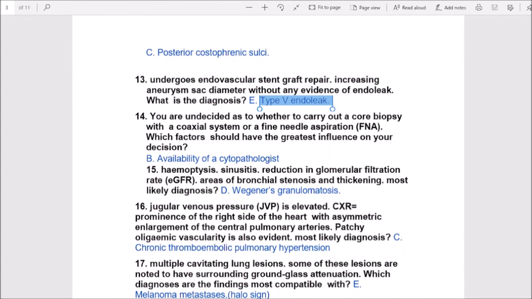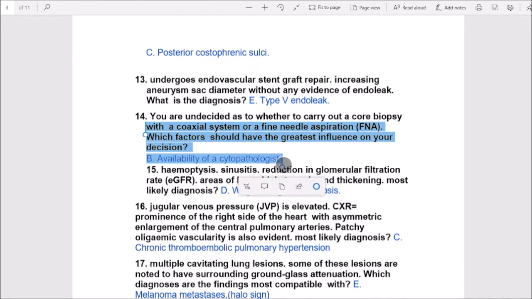Question number 14. You are undecided as to whether to carry out a core biopsy with a coaxial system or a fine needle aspiration. Which factor should have the greatest influence on the decision? The availability of a cytopathologist, who will tell us which one to do, coaxial system or fine needle aspiration.